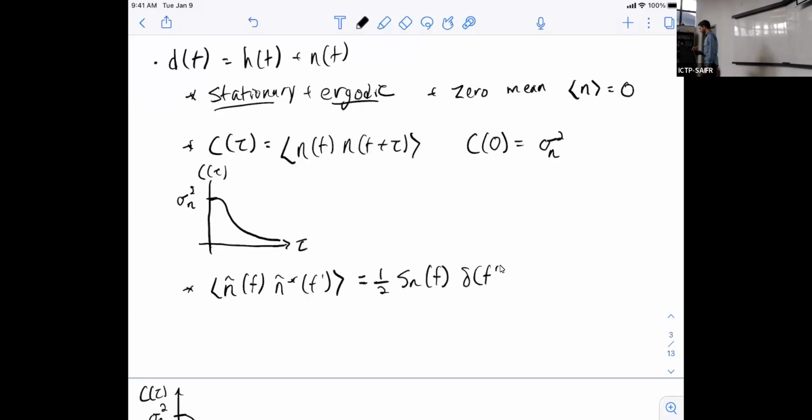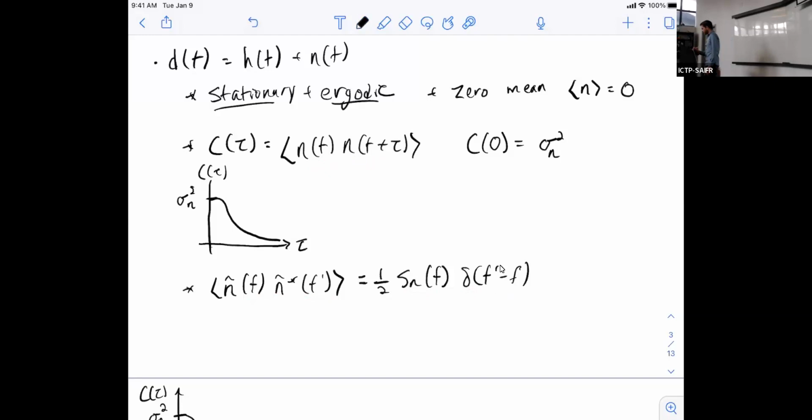Okay? So while the stationary noise process is correlated in the time domain, it is not correlated in the frequency domain. And that's why we love to work in the frequency domain. The noise is complicated in the time domain, but it's simple in the frequency domain. It's completely characterized by this PSD. So this is called the power spectral density, or PSD.